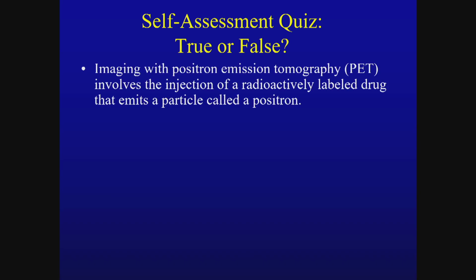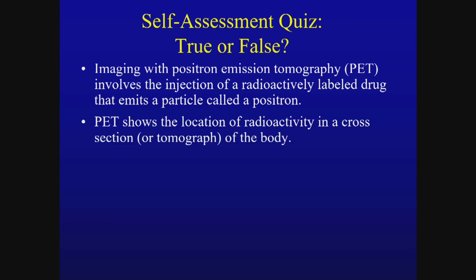Let's go over them. Imaging with positron emission tomography, PET, involves the injection of a radioactively labeled drug that emits a particle called a positron. And the answer is true. That's true. The particle is released, the positron. It later will annihilate with an electron, matter and antimatter combining, giving off two gamma rays that are high enough energy to go straight through the skull and can be measured with a PET camera.